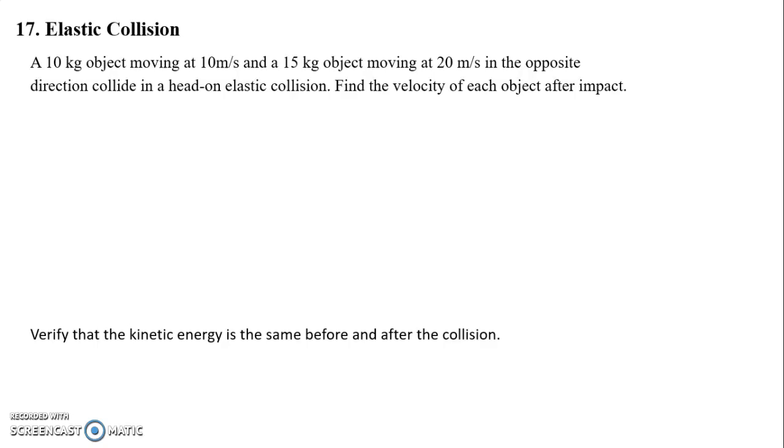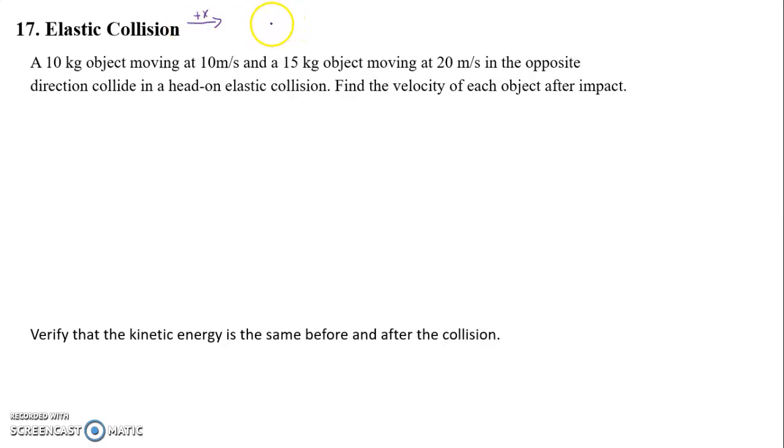In all of our prior examples, and we did a lot of them, there was only one unknown velocity that we could solve for, because we only had one equation, the conservation of momentum equation. But here, we're going to have two unknowns, and we're going to be able to solve for both of those unknowns because we have two equations. Let's say to the right is our positive x direction.